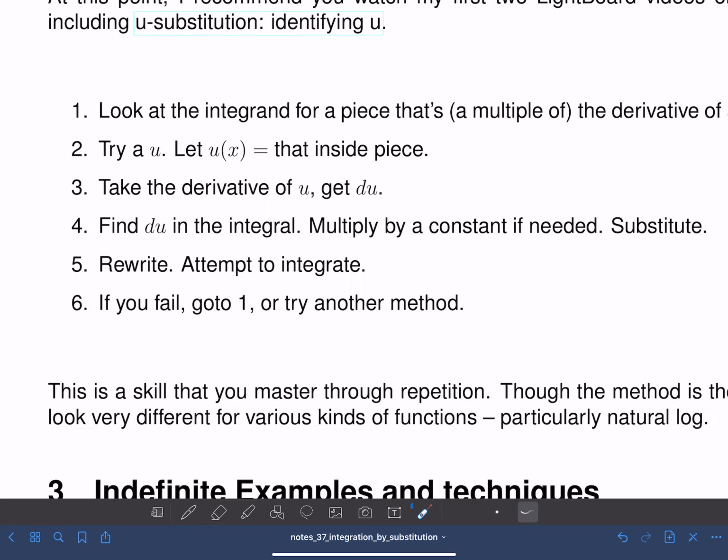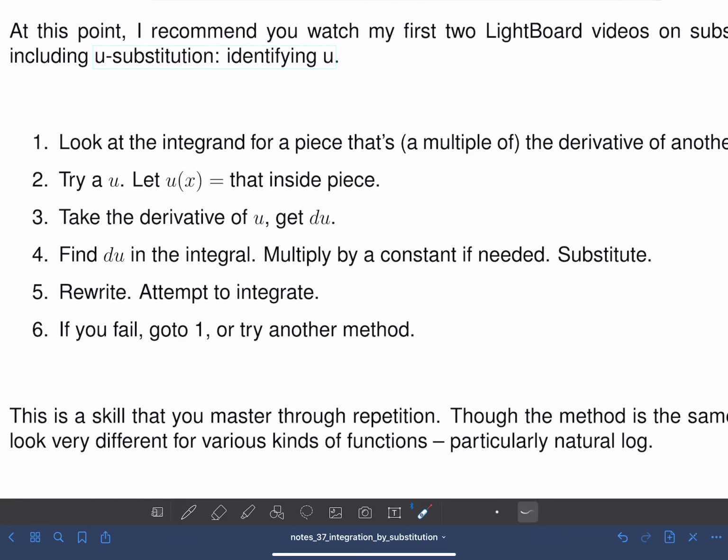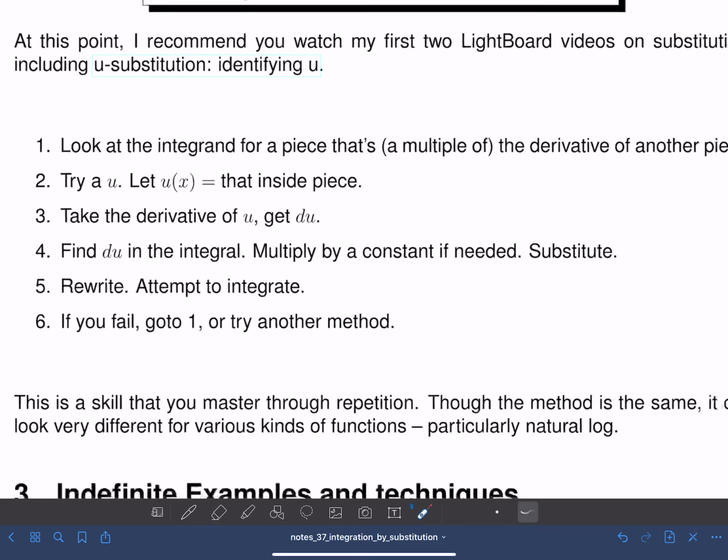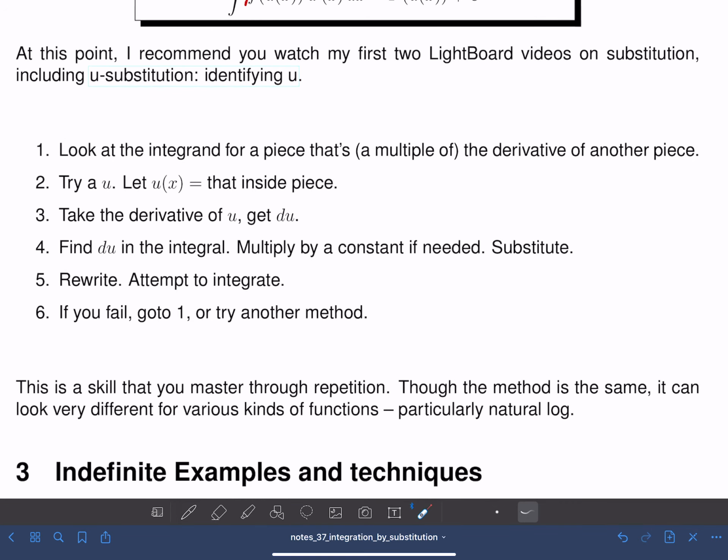Okay, so here are the steps, generally speaking, that we're going to use for substitution. The first thing we're going to do is figure out that we need to use substitution, because unless you have a hint that you're going to want to use substitution, how are you going to know to use it? There are lots of functions that can't be integrated using substitution, for which some other method is more appropriate. So step 1, look at the integrand for a piece that's a multiple of the derivative of another piece. That identifies that substitution is an option here.